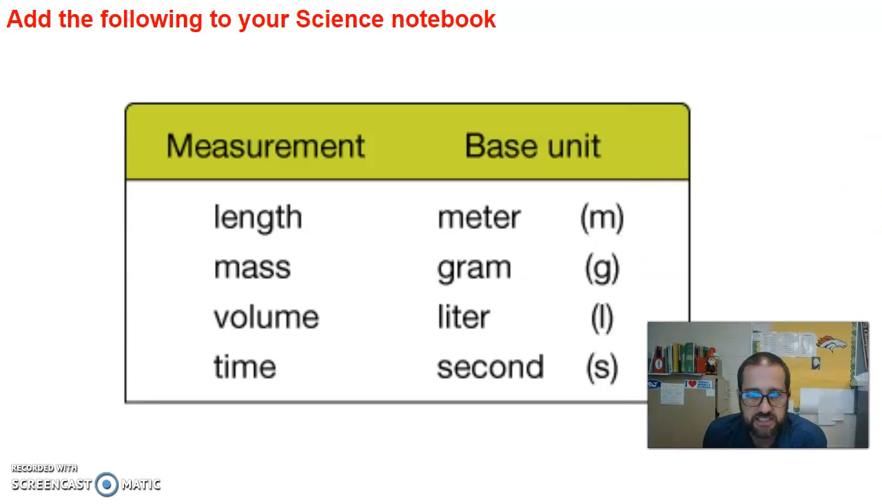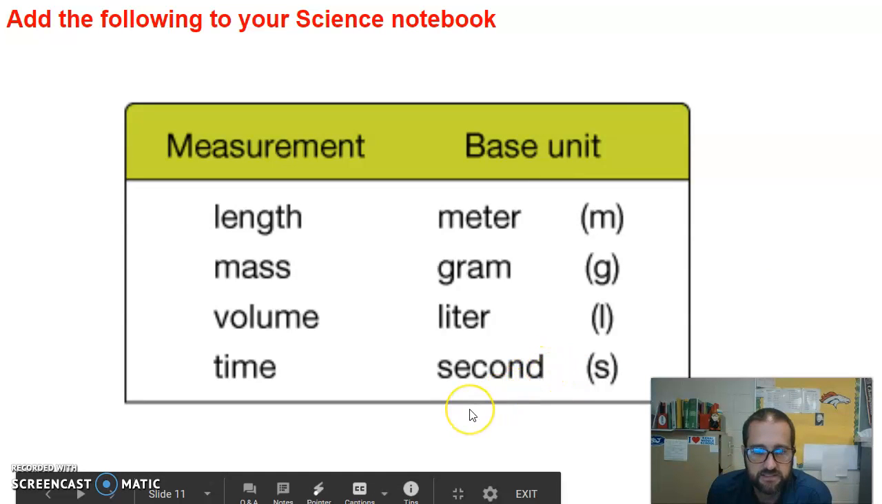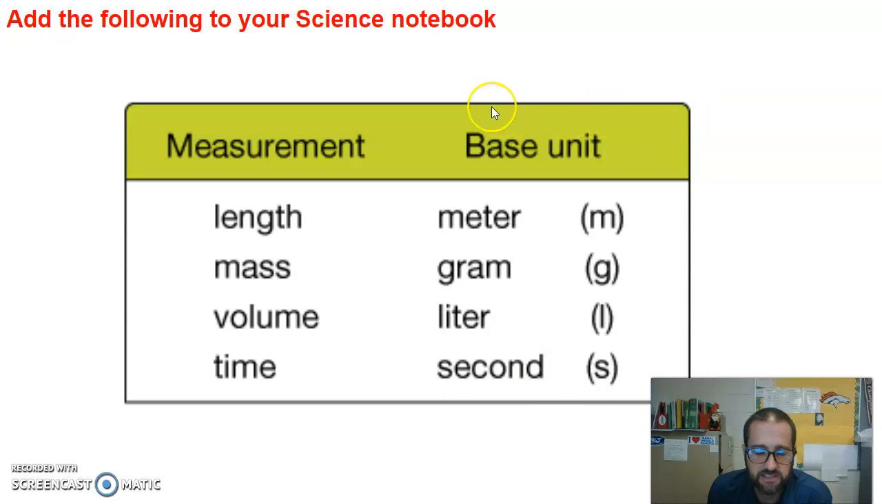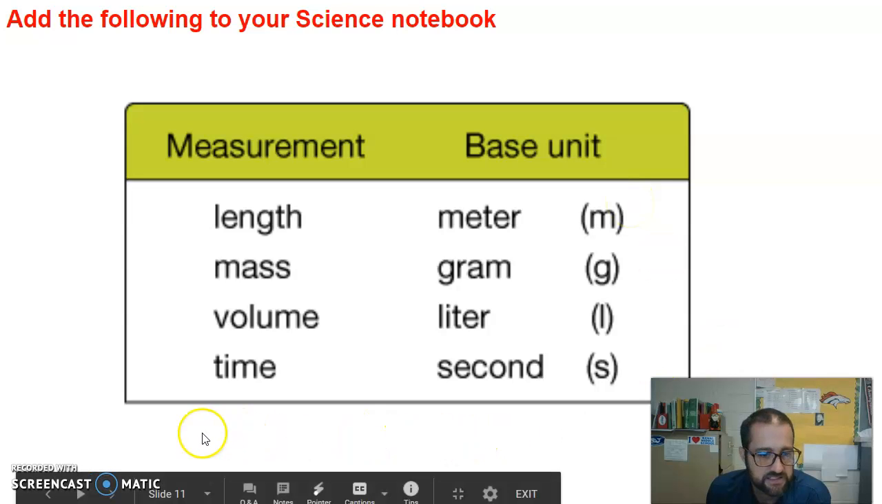We want you to get down this box right here. Try and make it nice and organized and clean. Don't forget these things in parentheses. Those are unit symbols. This is going to be a helpful little diagram to you. So let's get that in our notebook.